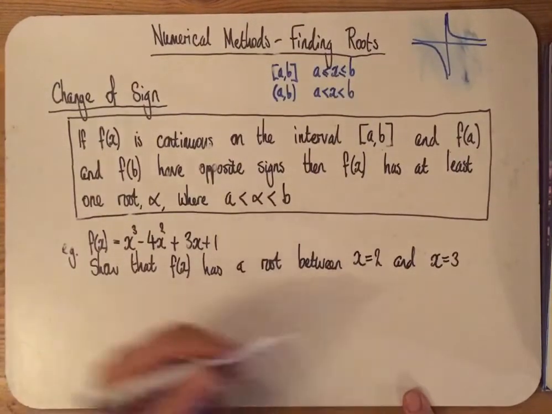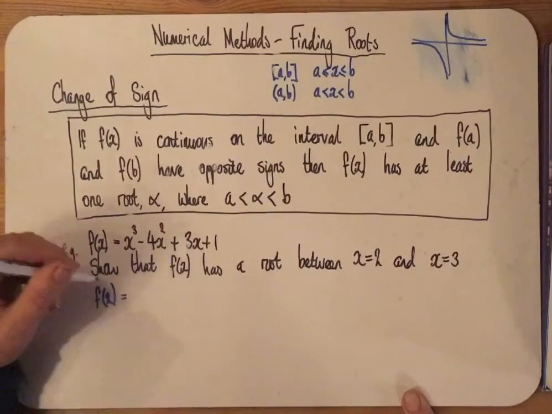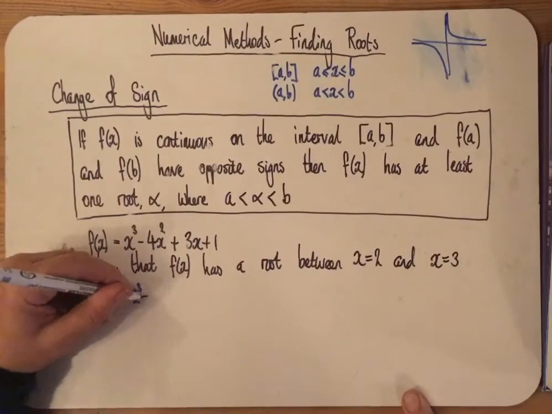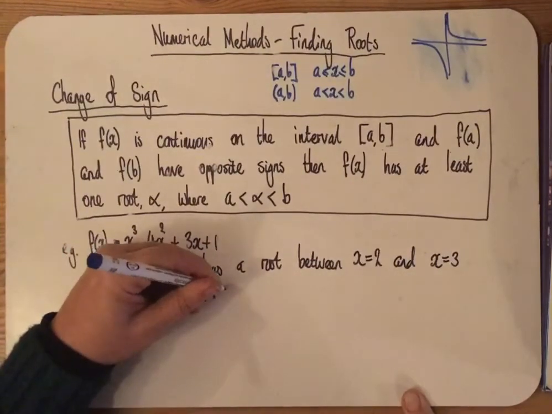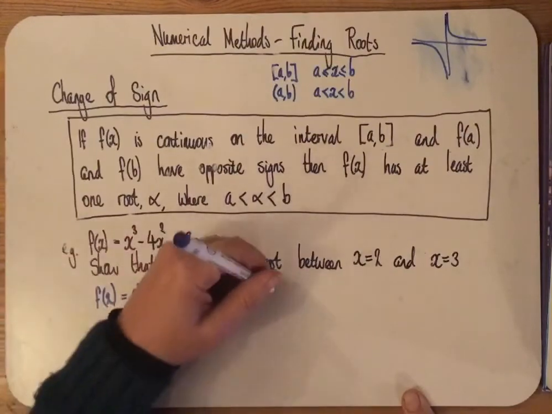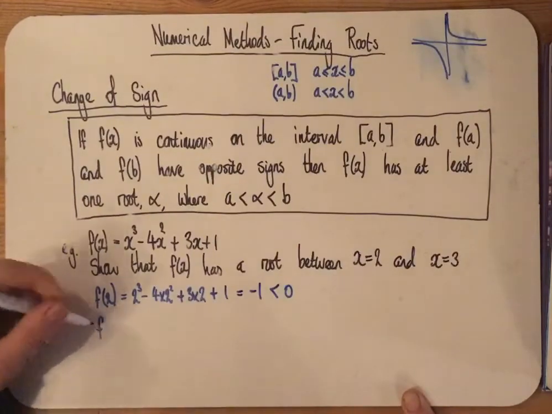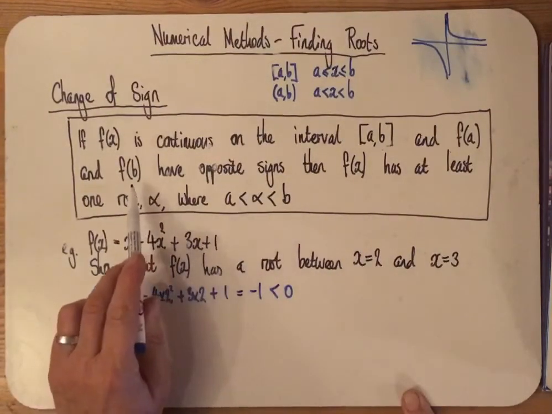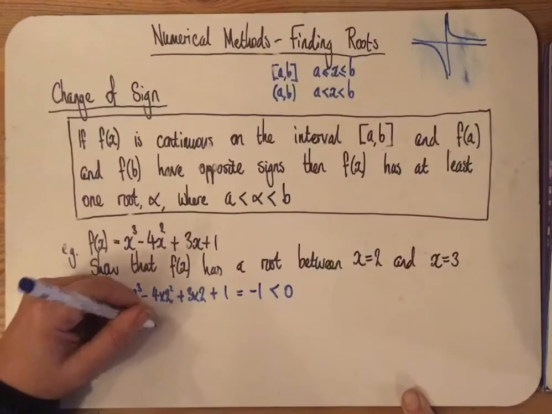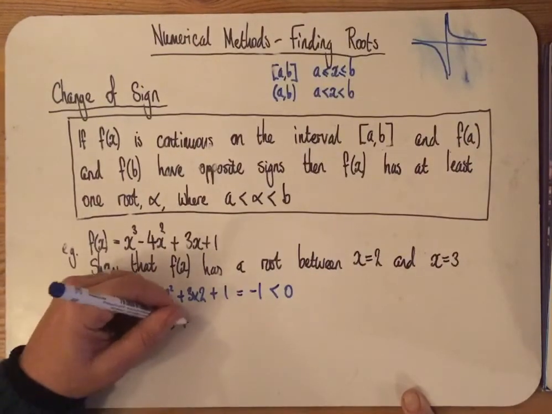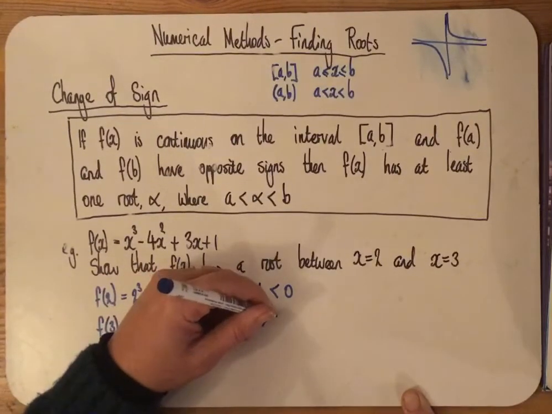And I need to plug in 2, so you do f of 2, and that equals 2 cubed minus 4 times 2 squared plus 3 times 2 plus 1. So I'm just plugging in there. That gives you minus 1, which is less than 0. You need to write in this less than 0 to show your understanding. And then I do f of 3: 3 cubed minus 4 times 3 squared plus 3 times 3 plus 1, and that gives you 1, which is bigger than 0.